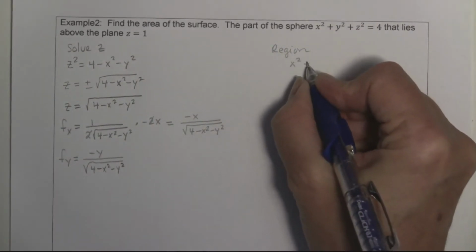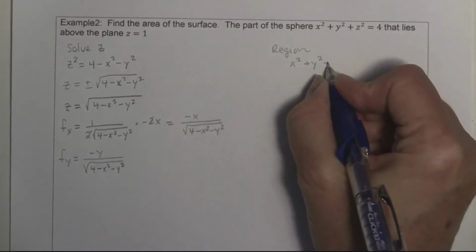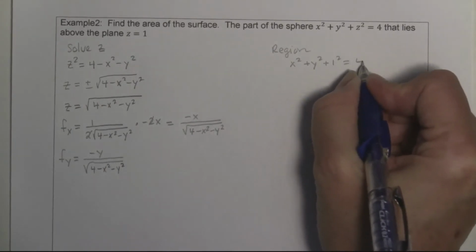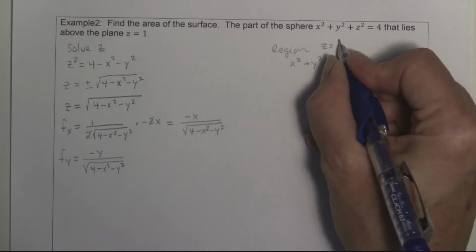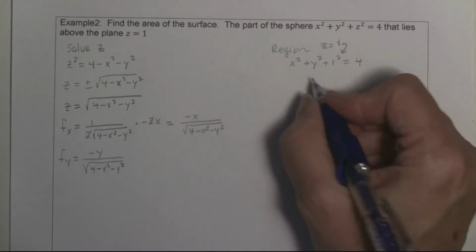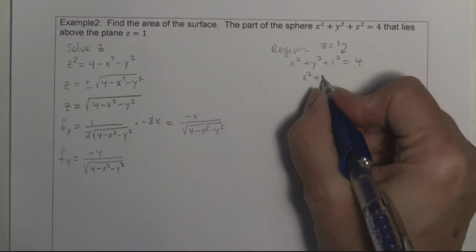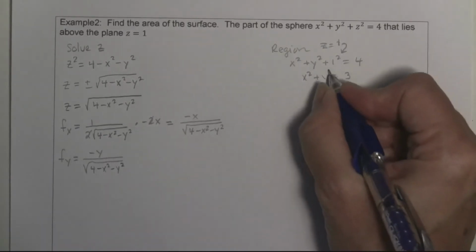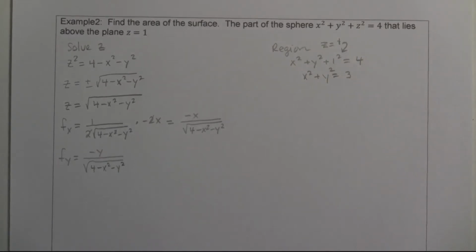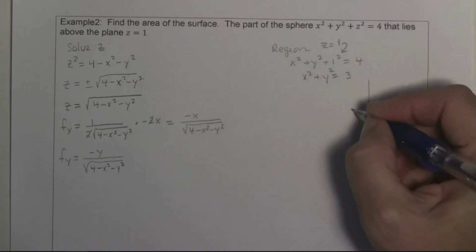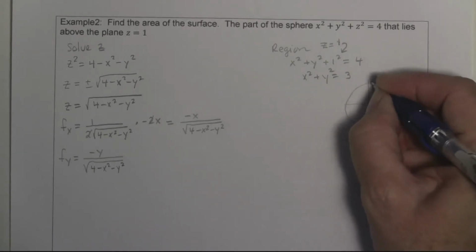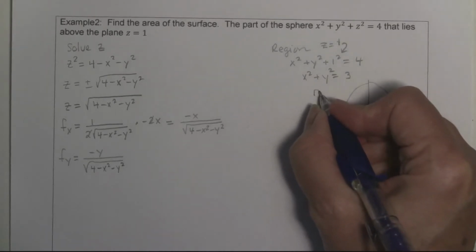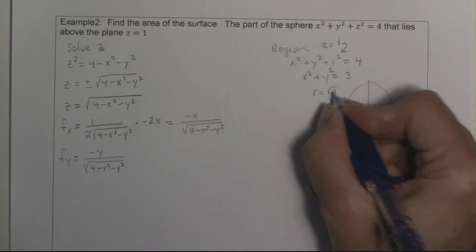So that'll be x squared plus y squared plus 1 squared equals 4. So I'm plugging in z equals 1 into this other equation. So I get x squared plus y squared equals 3. And so that tells me that's the region. And then when I draw this, of course, it's circular. It's got a radius of the square root of 3, right?